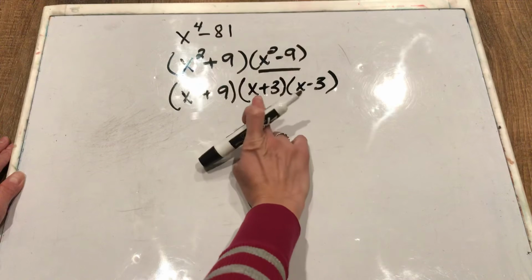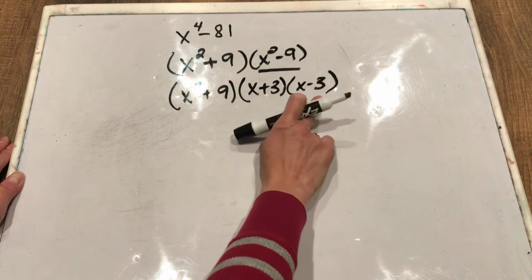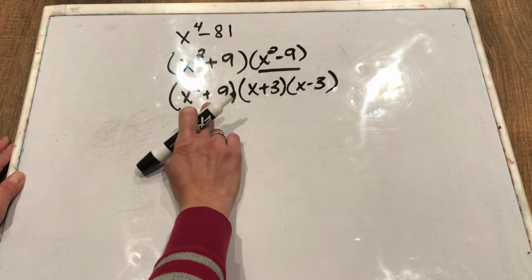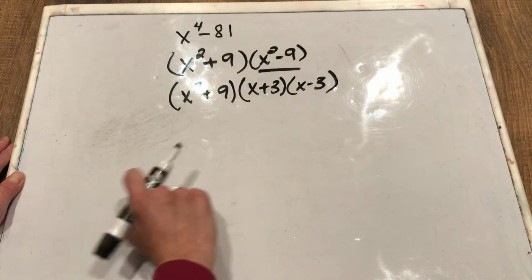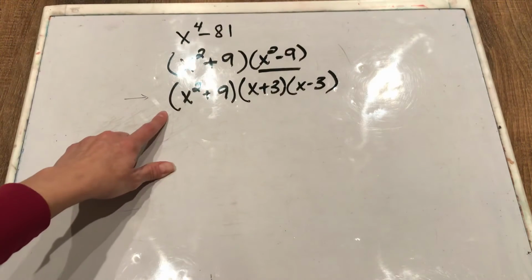Now I look, if I have an x all by itself, there's probably no other factor I can pull out. And then this x squared plus 9, it is 2 squares, but it's a plus in between, so I cannot factor this any further. So now this is my final answer. That is factored completely.